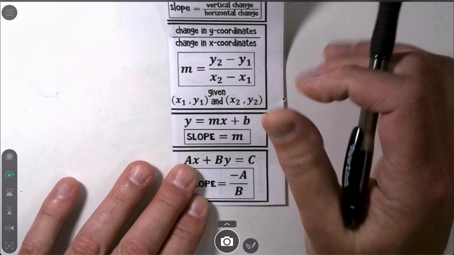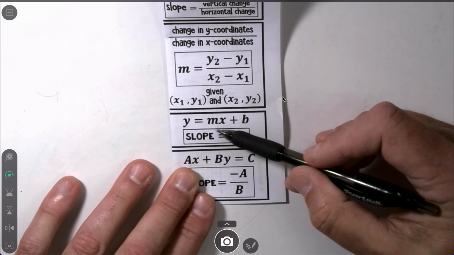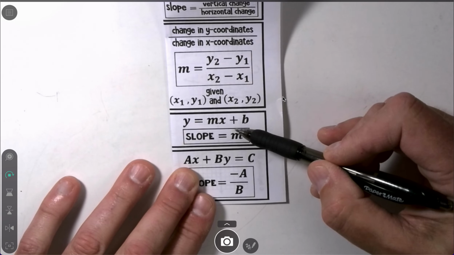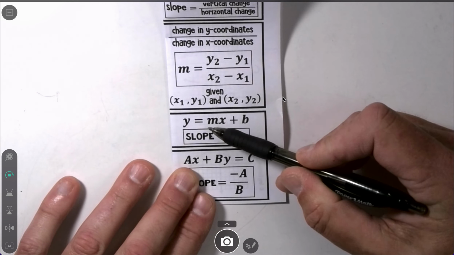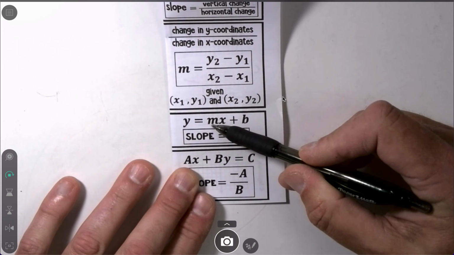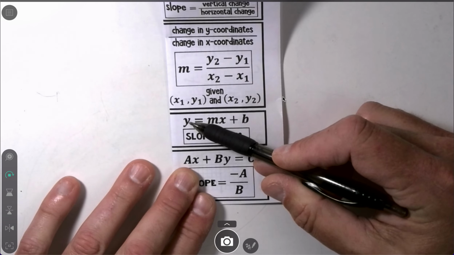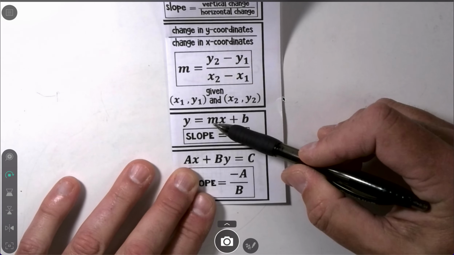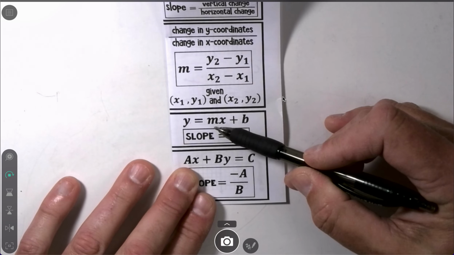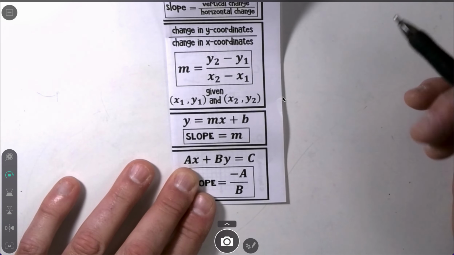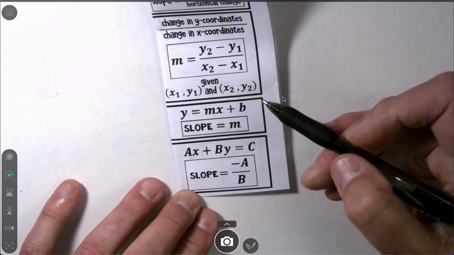We also spent quite a bit of time first semester talking about this equation, y equals mx plus b. The letter that we use for slope is m, and you see right there in the formula there's an m. So if you have an equation that looks like this, then whatever number is right there in front of the x, that number is your slope. So it's really super simple to see a slope in an equation when it's written in that form.